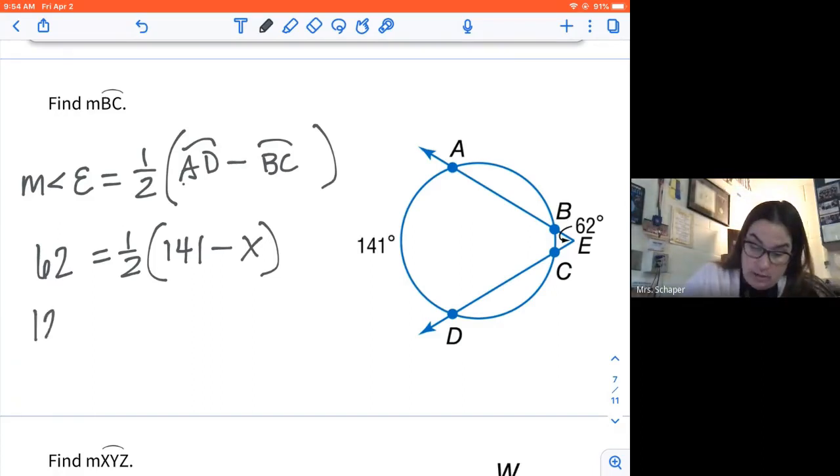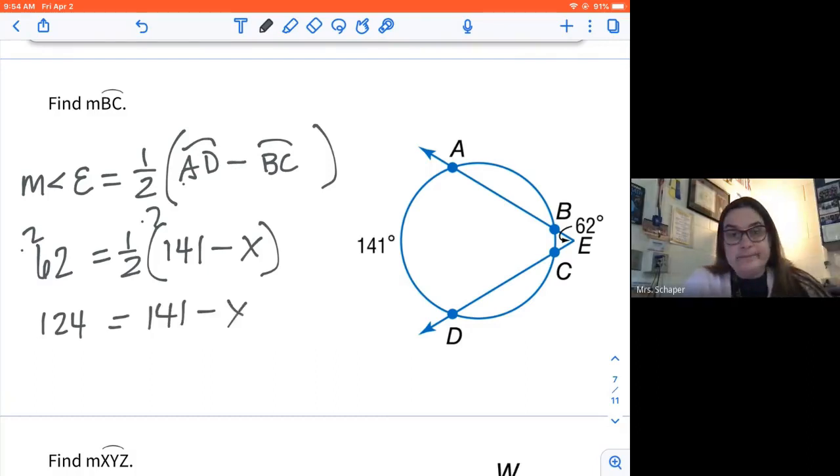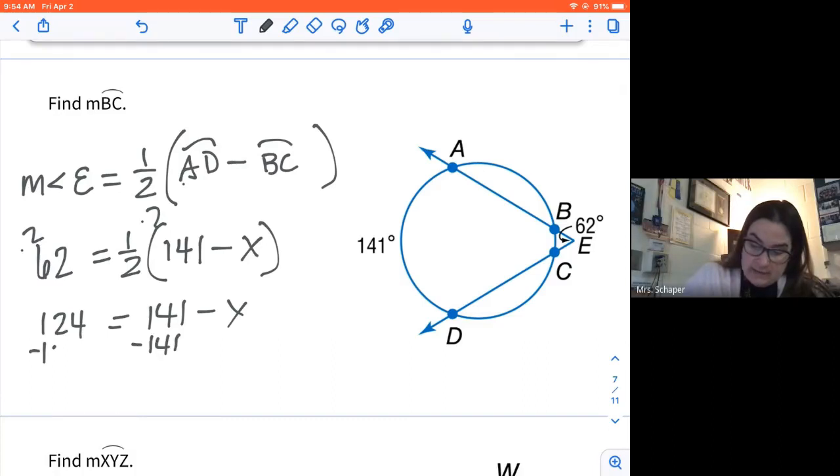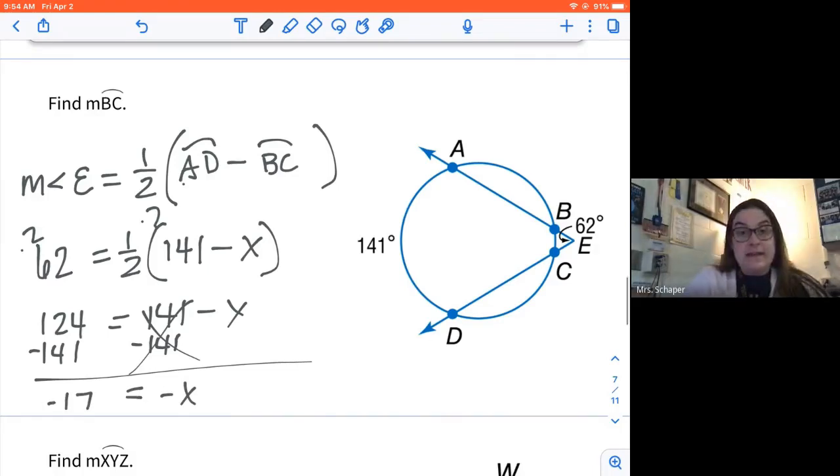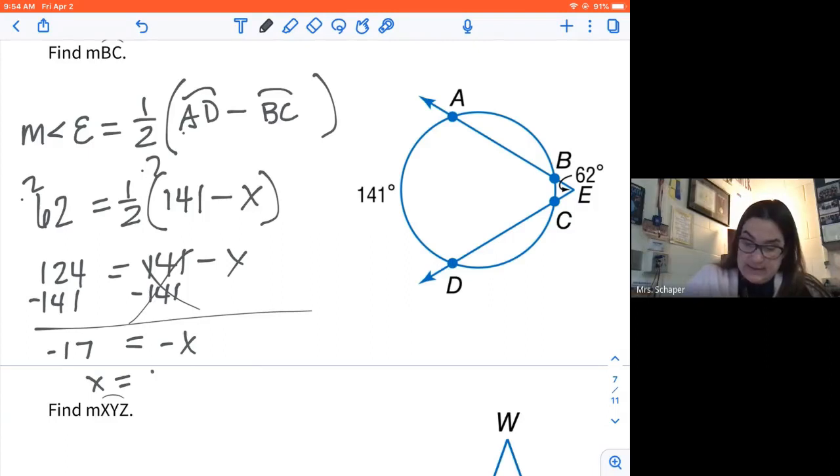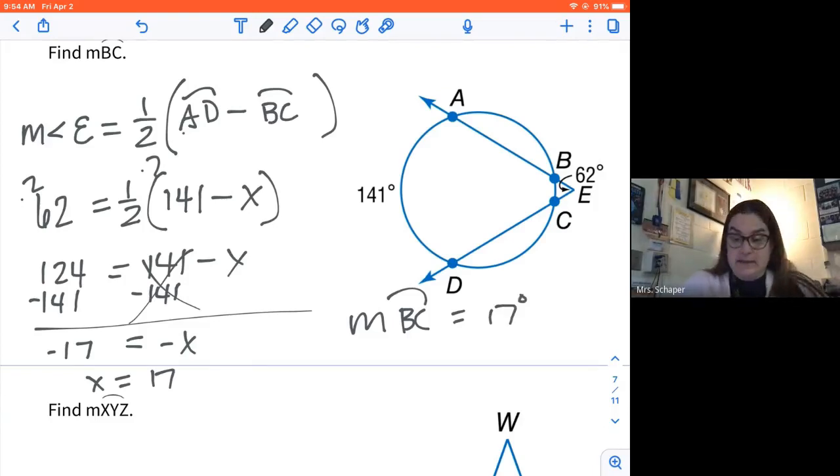So 124, so I'm going to multiply both sides by 2. So 124 is equal to 141 minus x. I'll subtract 141 from both sides. Those cancel out, so negative x is negative 17, which means x is 17. So the measurement of arc BC is going to be 17 degrees.